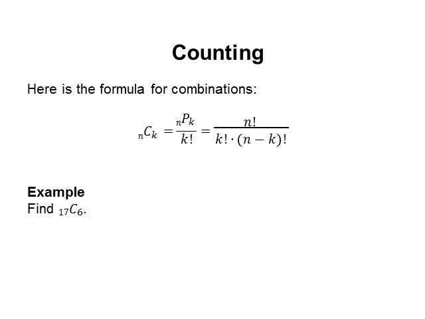Here's the formula for n choose k. It is equal to nPk divided by k factorial. It is also equal to n factorial divided by k factorial times n minus k factorial.